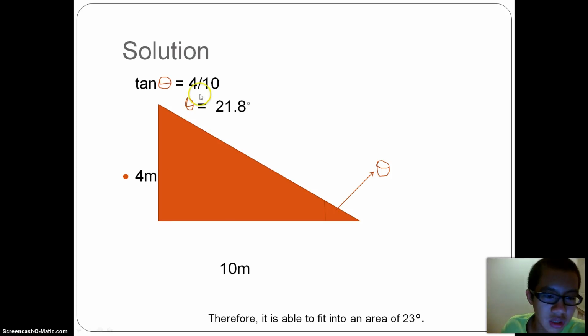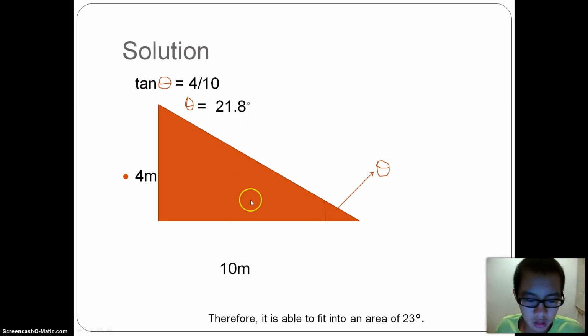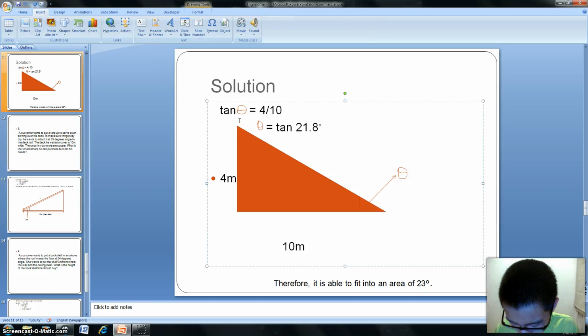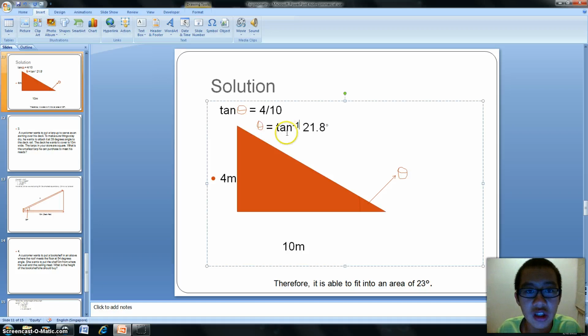Okay, so theta is actually 21.8 degrees. It's because of tangent inverse of the fraction 4 over 10. I will show it to you here. Okay, the 10. I'm going to insert, no, I'm not going to do that. I'm going to do the -1. Look at that. That is tangent inverse.